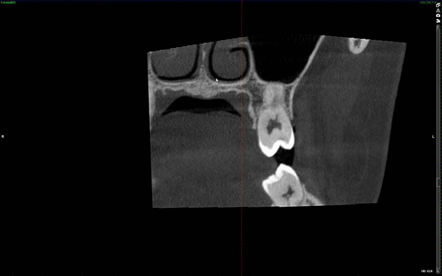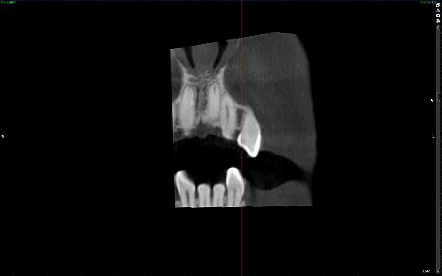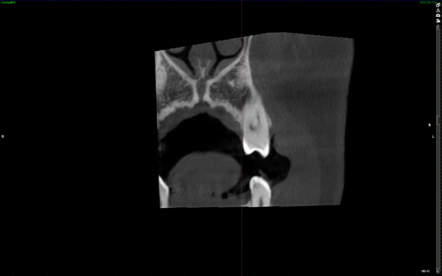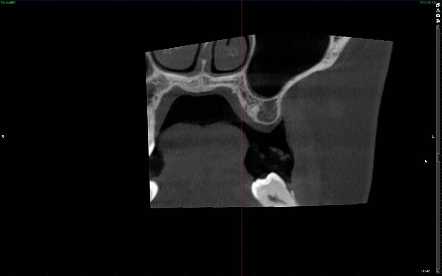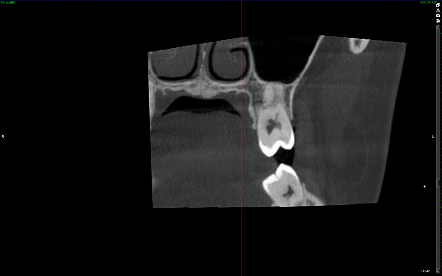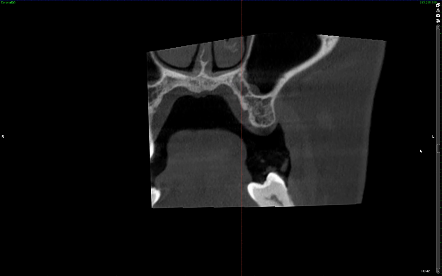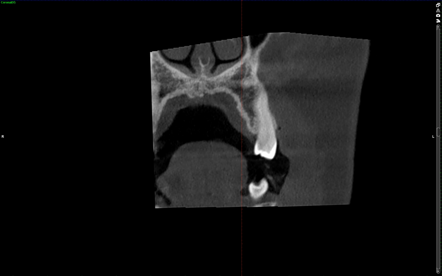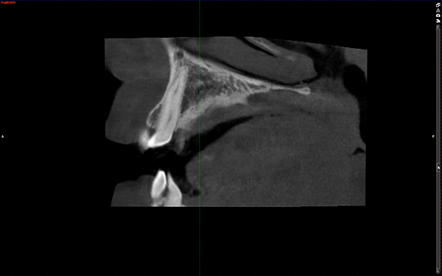Now let's go through the coronal sections, starting from the anterior, moving posteriorly, and let me just go back to the site of missing number 14. Did you guys catch that? Something unusual? Now let's go through the sagittal views.